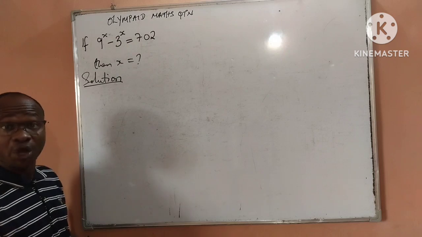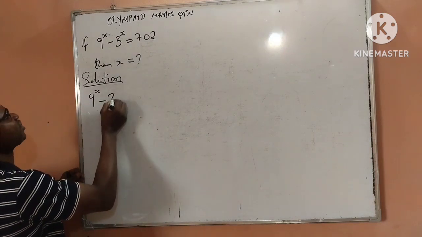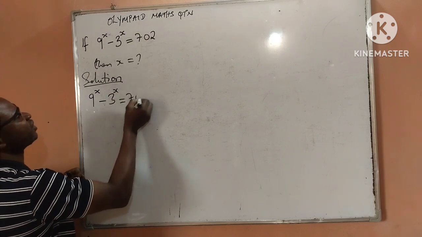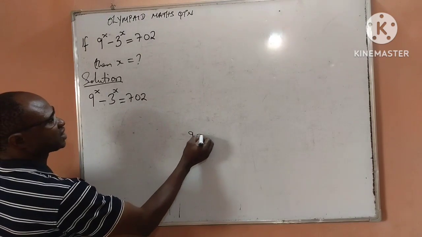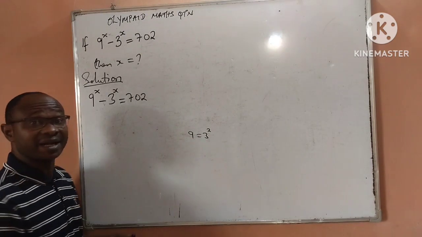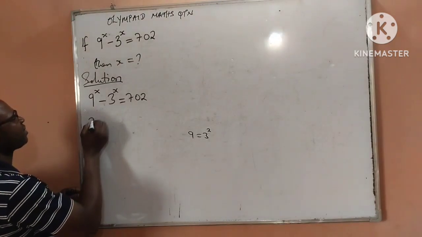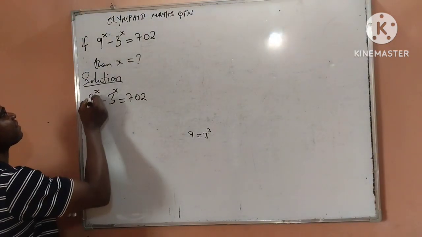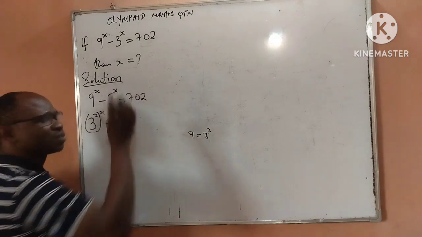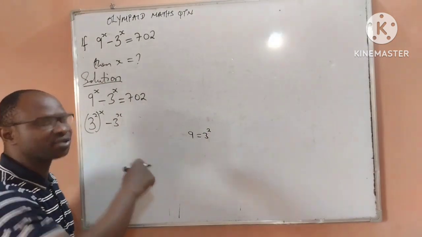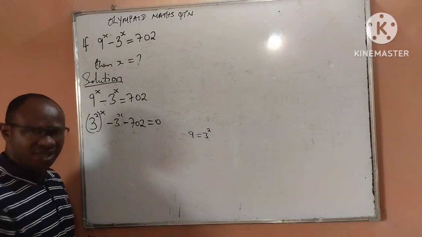It is given to me to solve 9 raised to the power x minus 3 raised to the power x equal to 702. First and foremost, 9 is the same thing as 3 raised to the power 2, so I can represent 9 as 3 raised to the power 2. That becomes 3 raised to the power 2, then raised to the power x, minus 3 raised to the power x. I can now move 702 from the right to the left to become minus 702 equal to 0.